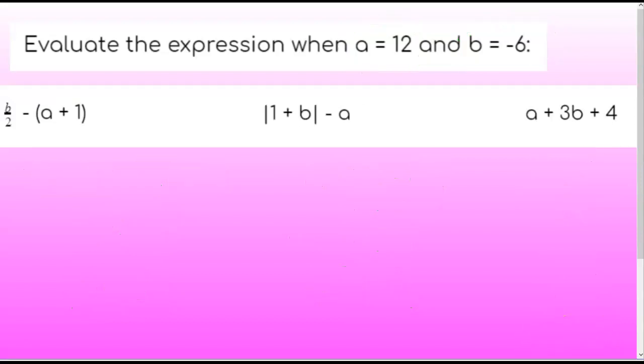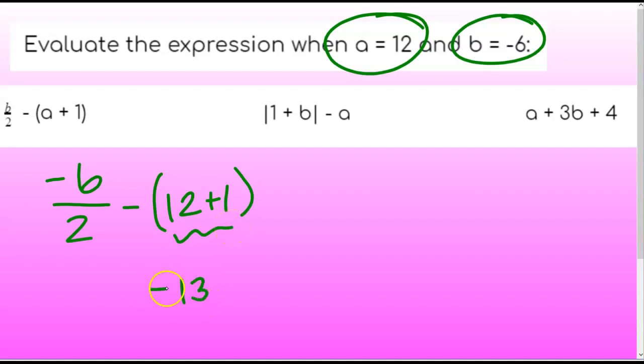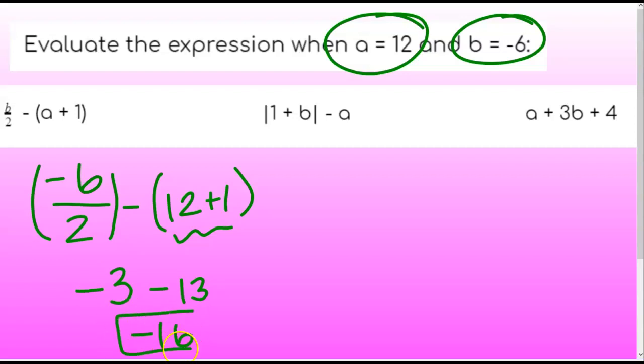All right, 3 more. Again, I'm going to go ahead and plug these in. So I have my B, which would be my negative 6 over 2, minus A, which would be 12 plus 1. I cannot emphasize enough how important it is to write things down. All right, order of operations says I do this first. So that's 13, okay? And I can go ahead and divide because technically this is like a whole parentheses here anyway as well. So a negative 6 divided by 2 is going to be a negative 3. A negative 3 minus 13 is a negative 16.